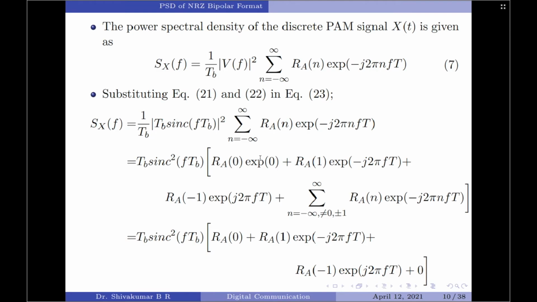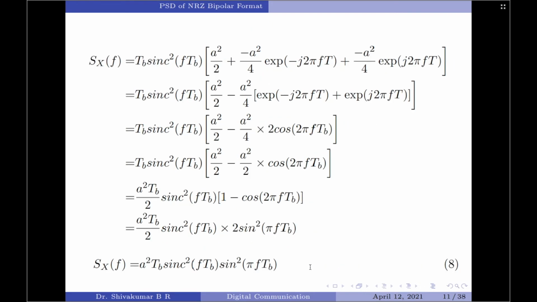Let us come back to this part. This is Ra of 0 into exponential of 0 is 1. So it will only be Ra of 0. The remaining 2 terms remain as it is. Now let us substitute for these Ra of 0, 1 as well as minus 1 values, which is done here. Ra of 0 is a squared by 2. Ra of plus 1 is minus a squared by 4. Ra of minus 1 is also minus a squared by 4.